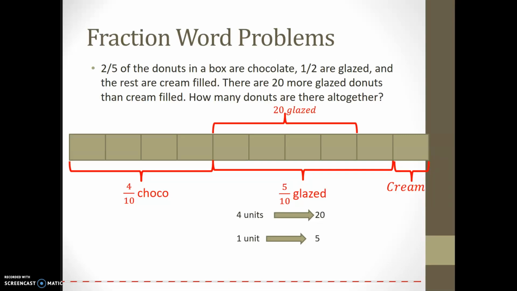But I want to know how many donuts there are altogether. I need to solve for 10 units. So 10 units is going to equal 5 times 10, which equals 50. Okay, well, hopefully that gives you something to go on with the word problems. Just keep in mind that you should always be bar modeling these, and we're going to use unitary method extensively to solve problems in our fractions unit.